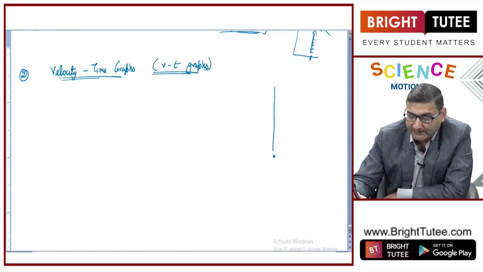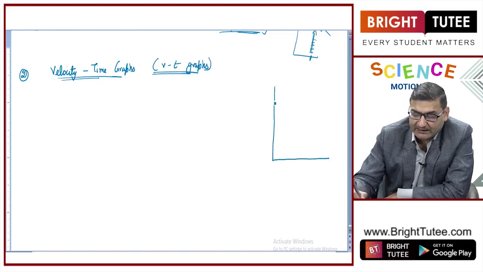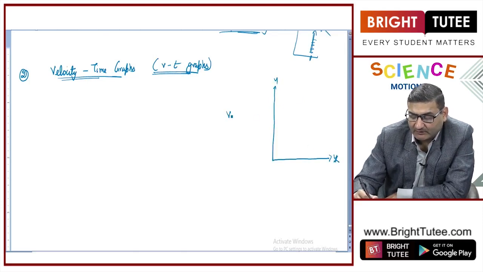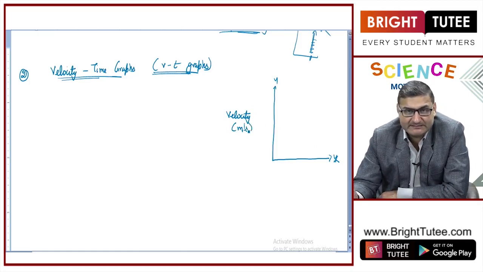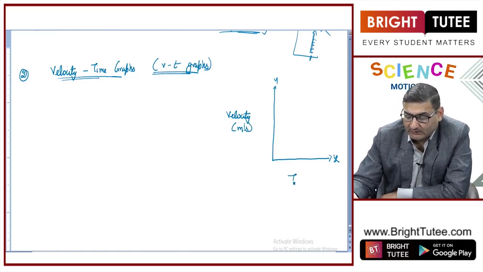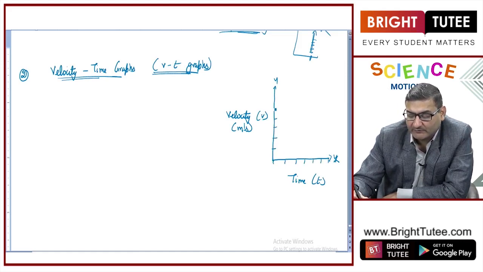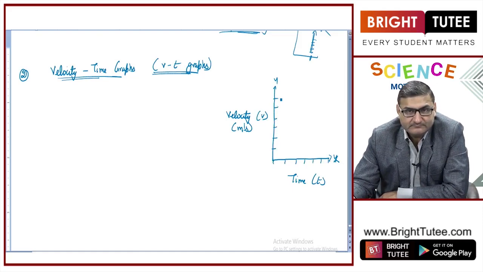Now, when we are plotting these types of graphs, on the y axis we will be taking the velocity of the object or speed in the unit given to us, whether it is meter per second or kilometer per hour. On the x axis, we will take the time, which is either in minutes or in seconds or in hours, depending upon the information given to us, right.